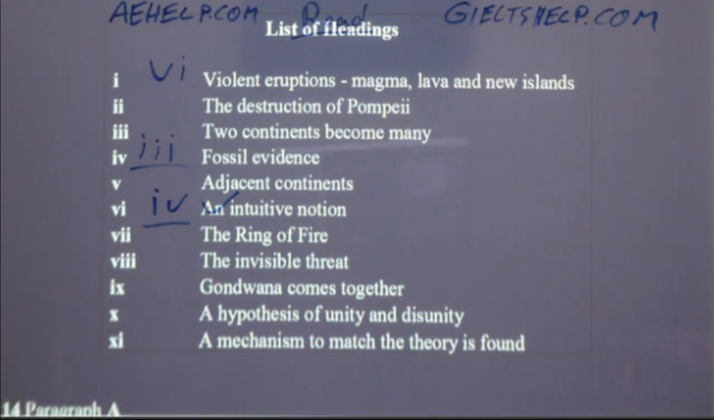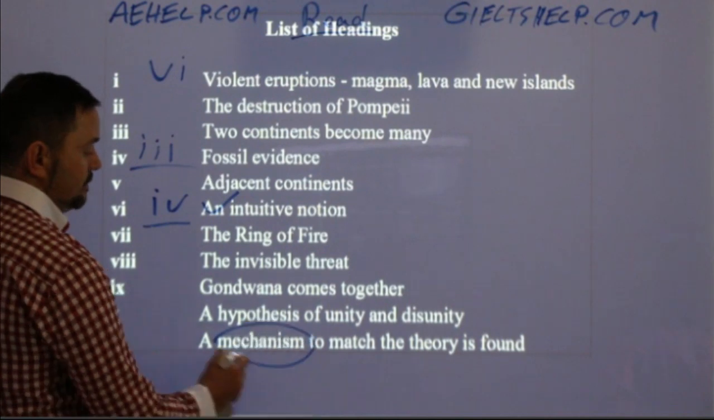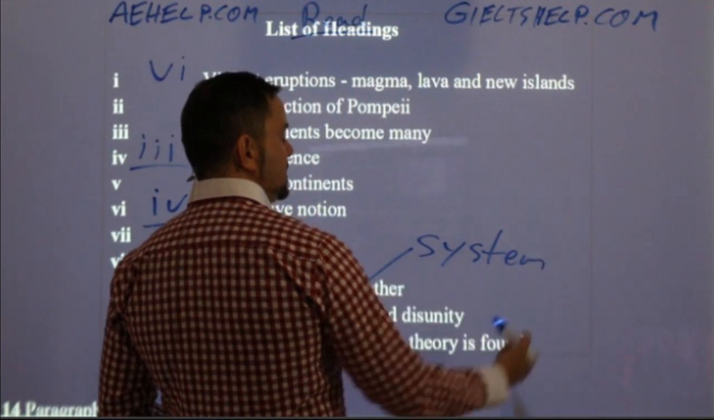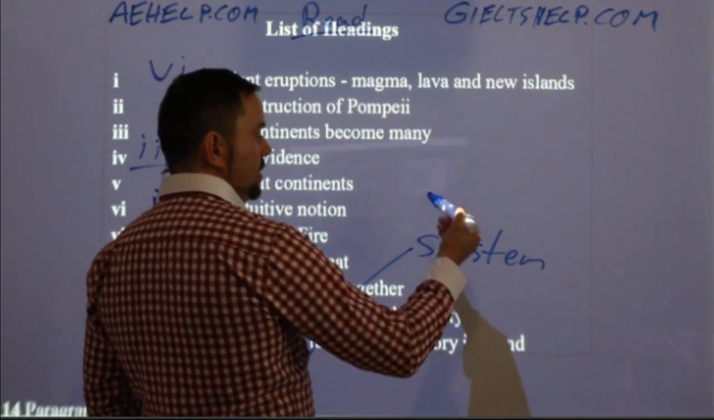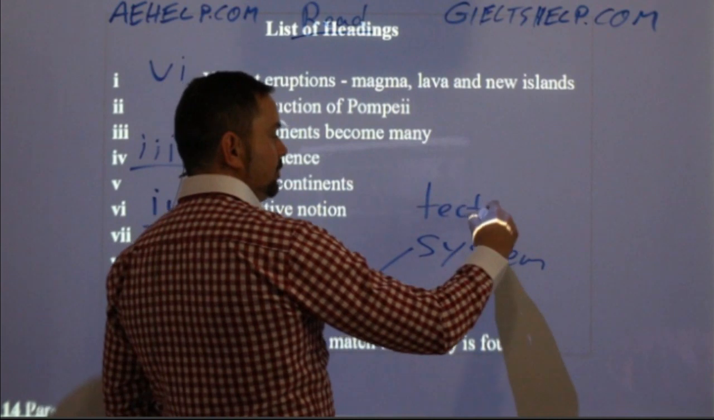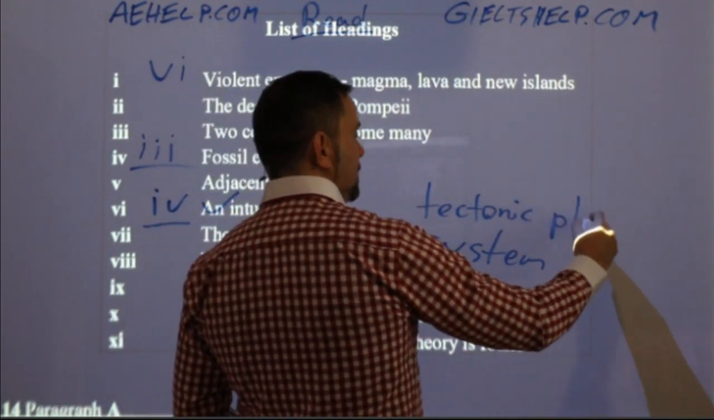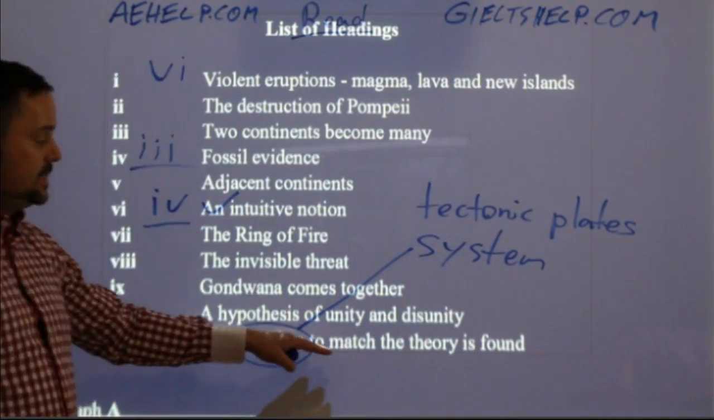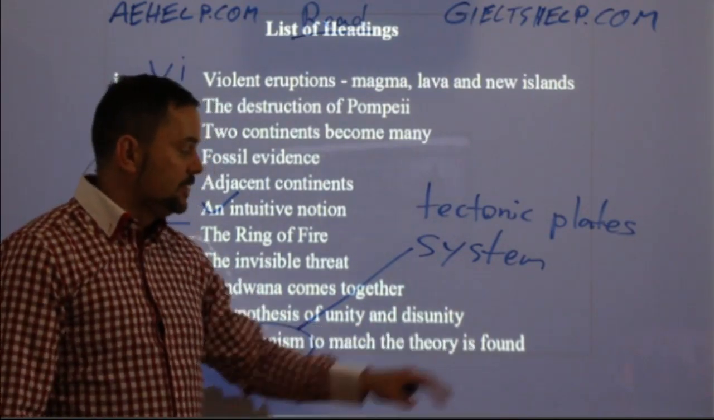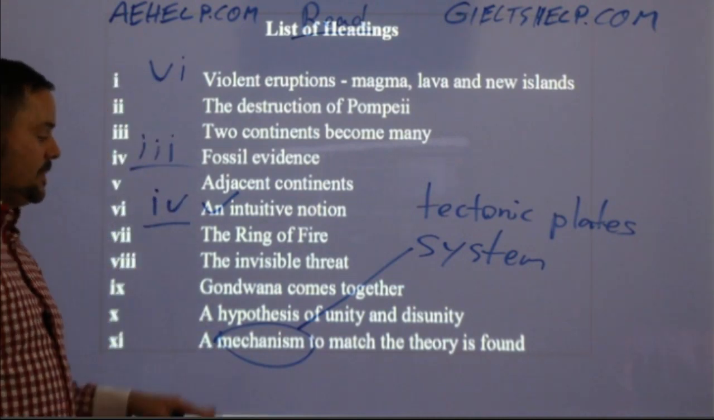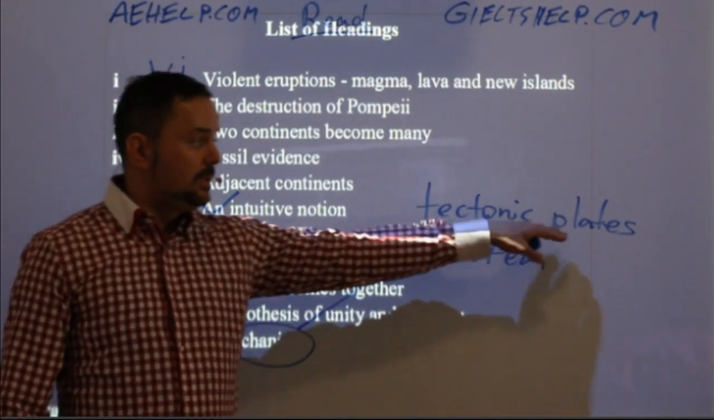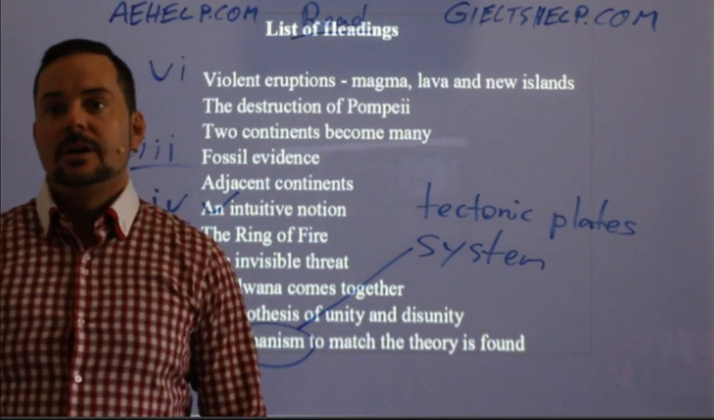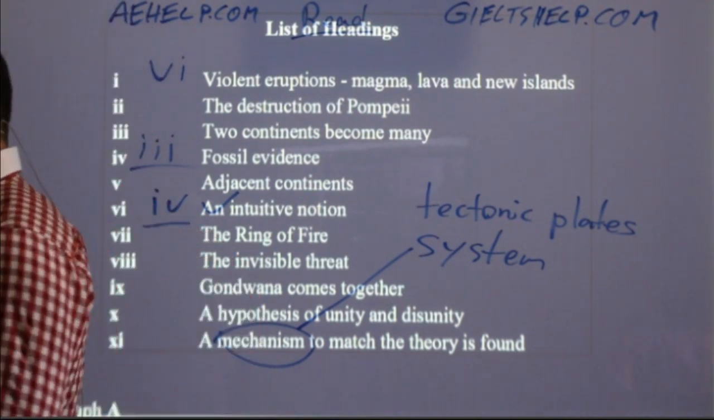Yeah, the mechanism itself, right? The mechanism, meaning the system, okay? Remember when I paraphrased that? I said system. So the system here is the tectonic plates or tectonic movement is the system. So tectonic plates movement match the theory of continental drift, right? That would be another way to say that. Tectonic plates theory matches the continental drift theory, okay? Very nice. Okay, good job.